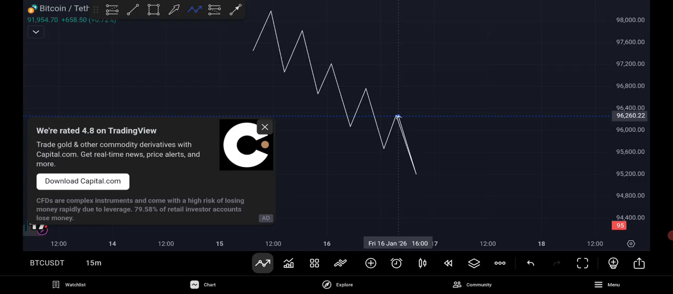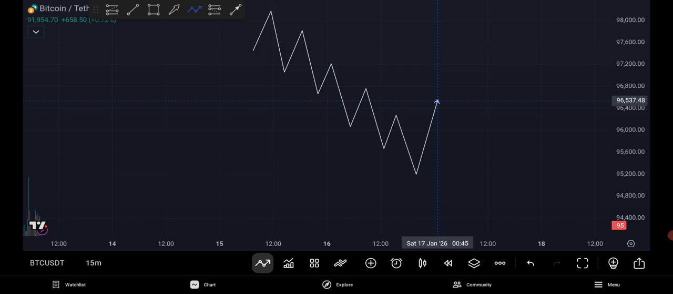It's when that happens that we will consider it a market structure shift. It's a change of character. So it's not just a wick, but a candle closure above this high, like this, and then you can look for entries at this zone based on your criteria.